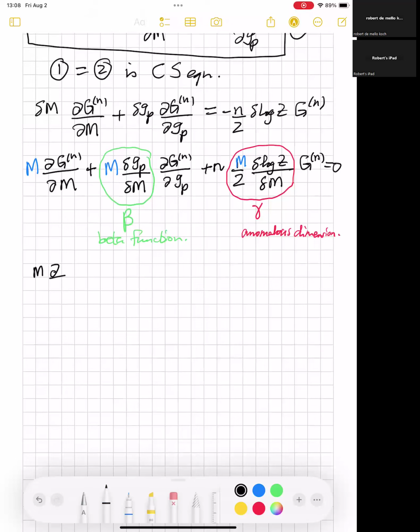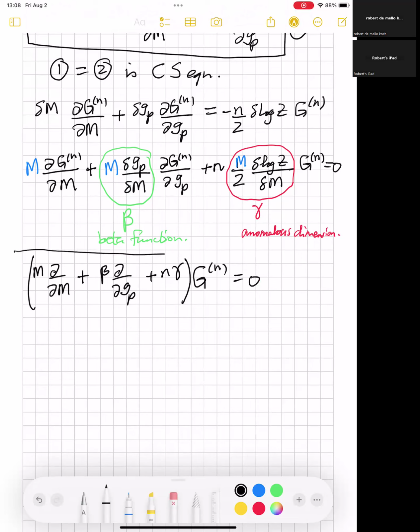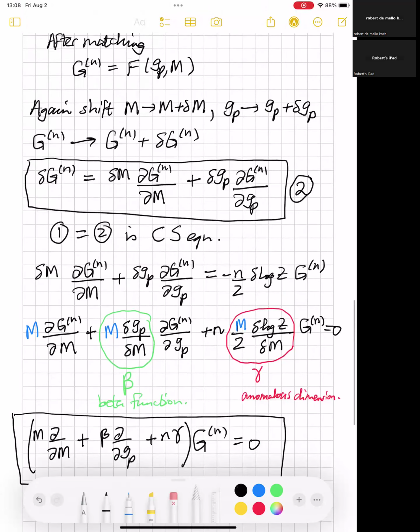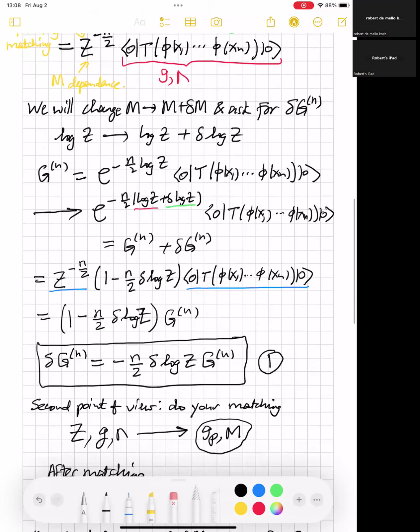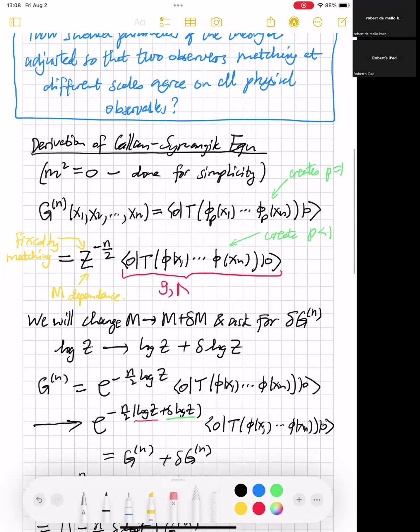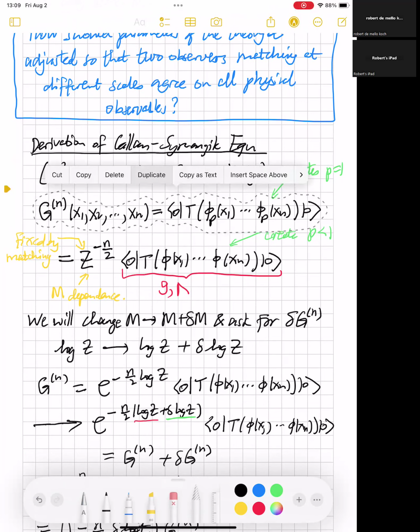M d by dm plus beta d by dgp plus n gamma acting on Gn is equal to 0. And let's just remind you that Gn was the n-point function, the n-point correlation function. So let's just put this downstairs to remind ourselves of exactly which correlator it is that we are calculating. Okay, good.